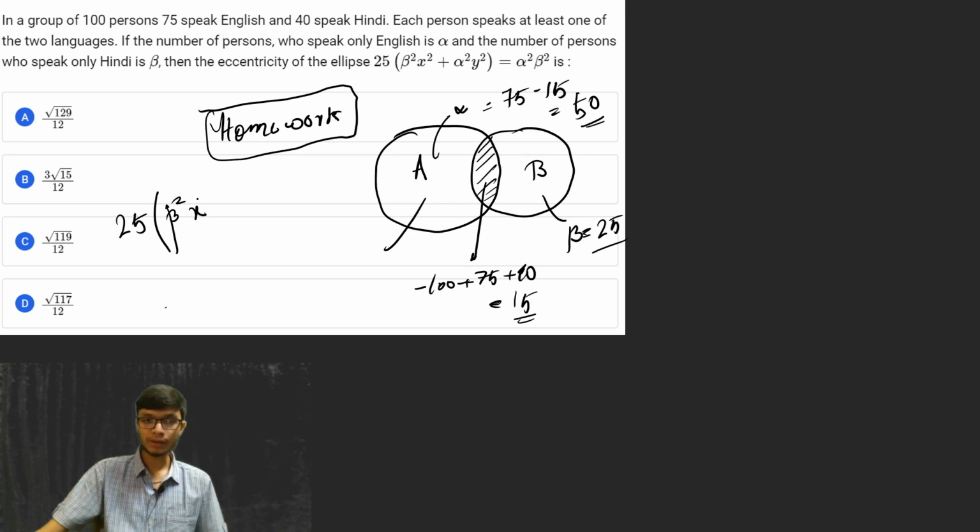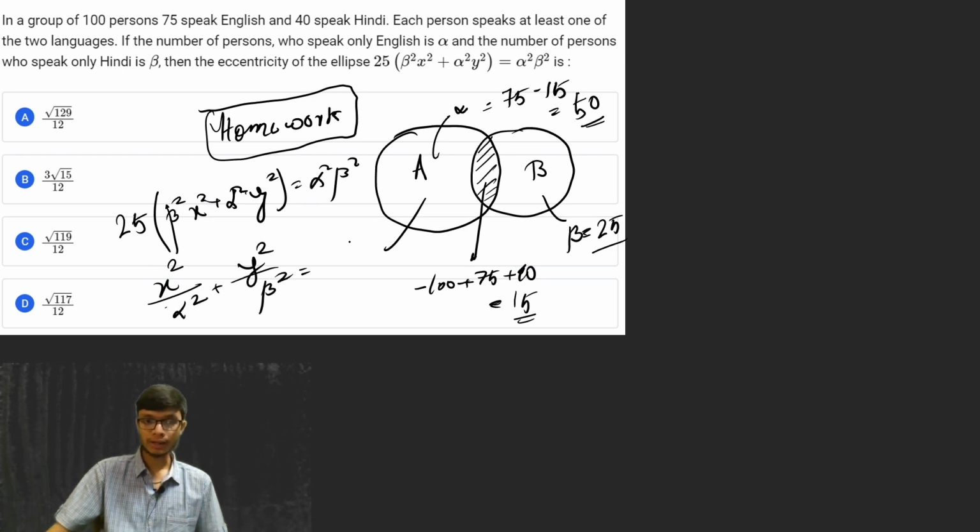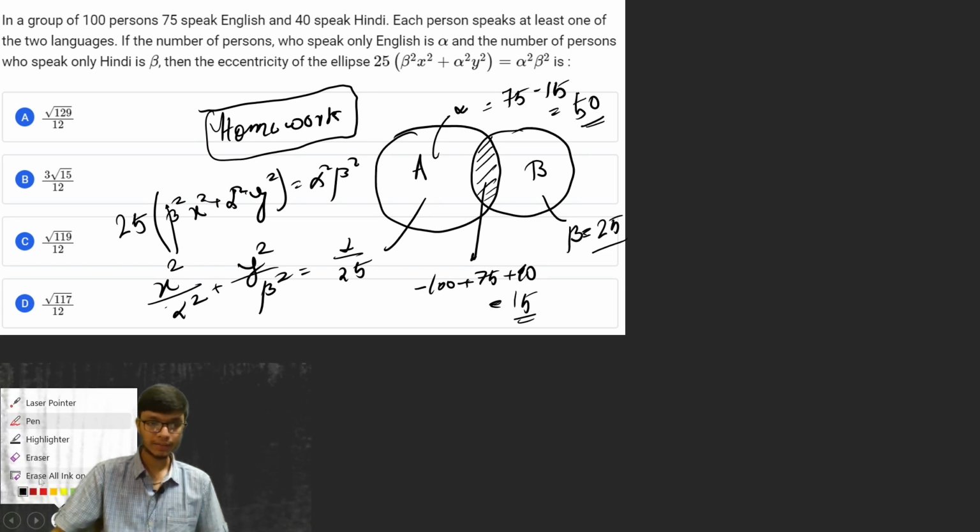The ellipse is x square by alpha square plus y square by beta square equal to 1, and if you put in place of alpha and beta the required values, you can definitely find the eccentricity value.